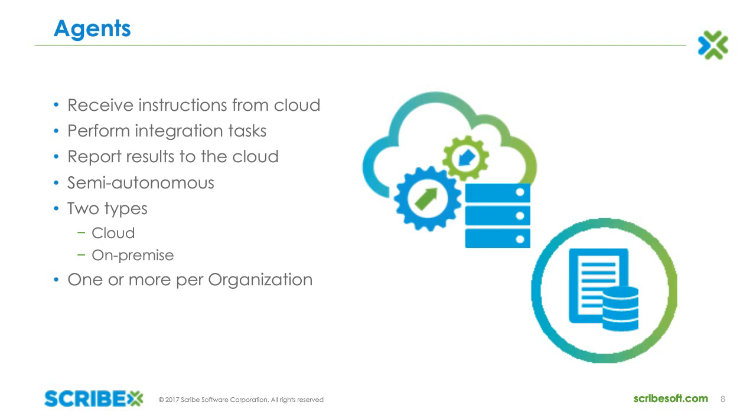And there are two types of agents in Scribe Online. We have cloud agents and on-premise agents. Cloud agents are simply agents that reside within the Scribe Online cloud. So when you're integrating two different cloud systems or you're replicating from a CRM to a cloud database, you don't need to install anything in your own network. You can simply use a cloud agent in the Scribe cloud to do the work for you.